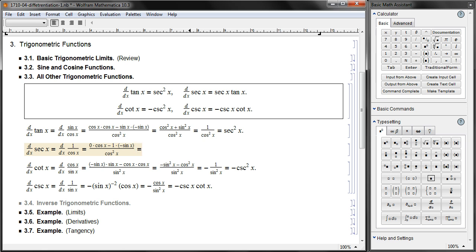So we have sine of x over cosine of x, and then you have cosine squared of x, so I need another cosine of x. That is secant of x times tangent of x.